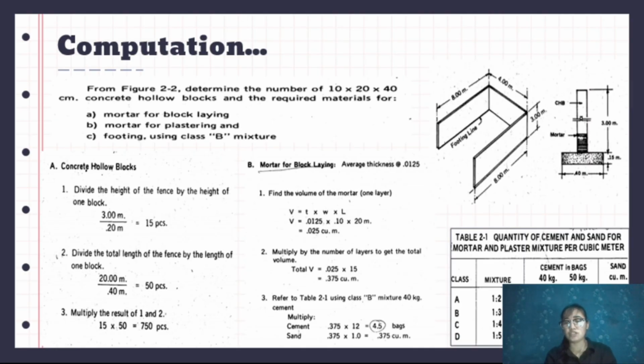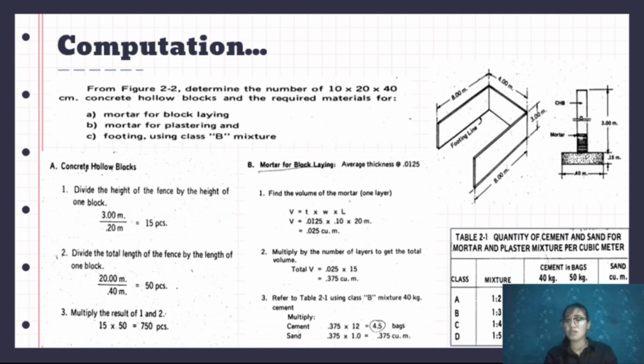First, find the volume of the mortar in just one layer. We have the thickness given. We will use the width of the CHB, which is 0.10 meters, given as 10 centimeters. Then multiply by the total length of the fence, which is 20 meters. You'll have the value of 0.025 cubic meters.